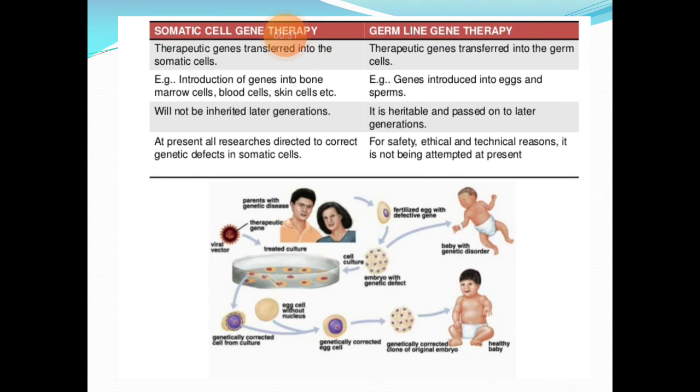So in somatic cell gene therapy, genes are put into bone marrow cells, blood cells, skin cells, etc. Whereas in germline gene therapy, genes are introduced into eggs and sperms. In somatic cell gene therapy, the characters will not be inherited by later generations, will not be passed on to the successive generations, whereas germline gene therapy is heritable and passed on to later generations.